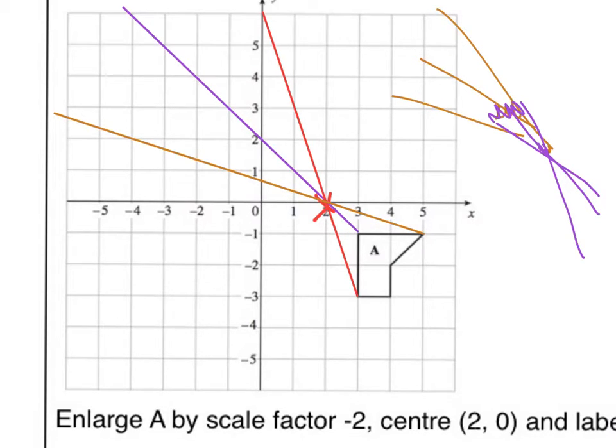So we want a scale factor of 2. I'm just going to get a black pen here. So what we're going to do is, from this centre of enlargement here, what's the distance from here to that point there? Well, it's 3 along and 1 down, and I'm following that kind of orange line. So I want to double that from the other side of the centre of enlargement. So it's 1 up, 3 along. So on the other side, I want to do 2 up and 6 along. So that there is going to be my first point of enlargement. There. So that's going to be where that point ends up.